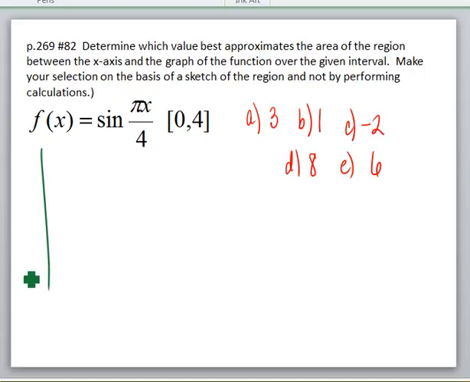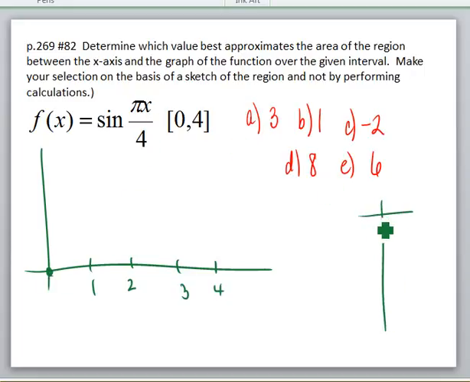What I need to do is sketch this graph from 0 to 4. My graph is definitely not looking the best right now. But what I get when I plug in 0 would be the sine of 0, which is 0. When I plug in 1, I have the sine of pi over 4, which is square root of 2 over 2. When I plug in 2, I have the sine of pi over 2.